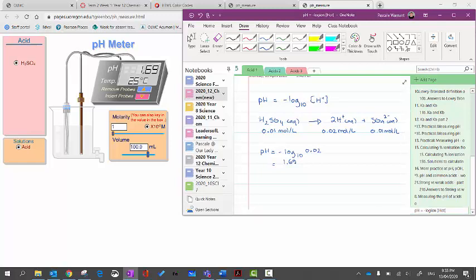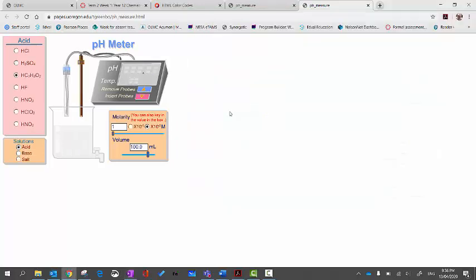Okay, now let's try a different acid. This time we might try a weak monoprotic acid. Okay, so I've got a weak acid this time. Same concentration, same volume. I'm going to lower the probe. And what we find is that the pH is significantly higher for a weak acid.